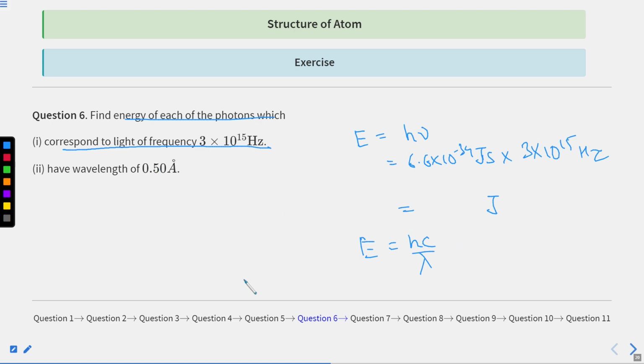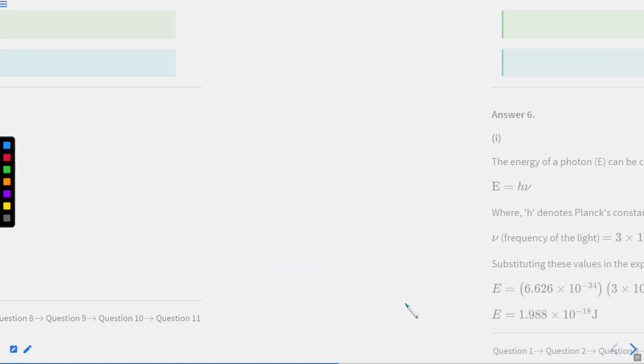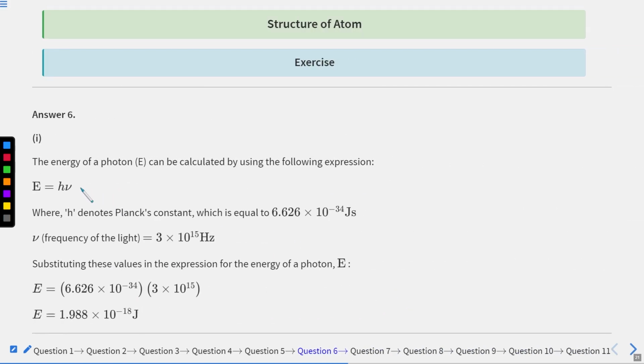So we have to convert first of all this lambda into your SI unit. It is given in angstrom, we will convert it into meter. That would give us 10 to the power minus 10 meter. Clear? So the same thing is done here. E is equals to h nu. So h value is 6.626. It has taken two more decimals, no problem, in 10 to the power minus 34 joule second. You must remember the unit of h. Okay. So that would give us finally 1.988 into 10 to the power minus 18.